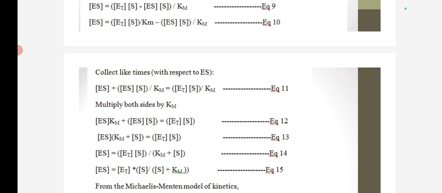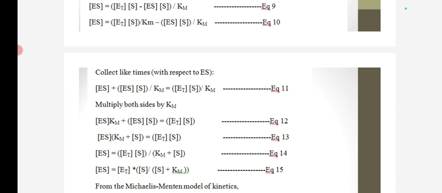All the enzyme substrates go to one side, the remaining are on the other side. The enzyme substrate complex plus the enzyme substrate concentration into substrate concentration divided by Km goes to this side. The minus goes to this side, meaning plus 1. The remaining is equal to the enzyme total concentration into substrate concentration divided by Km. This is equation 11.